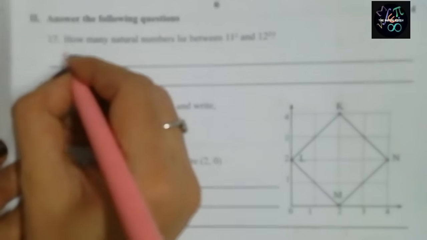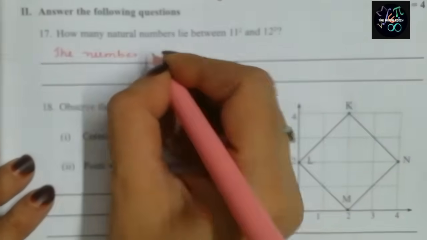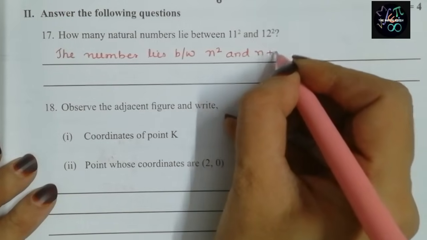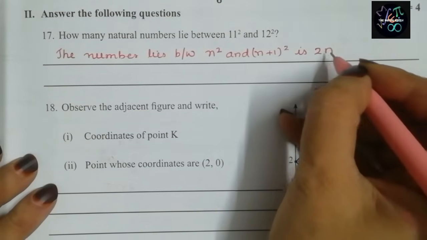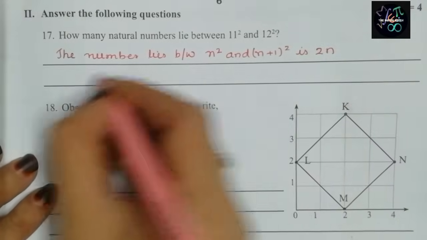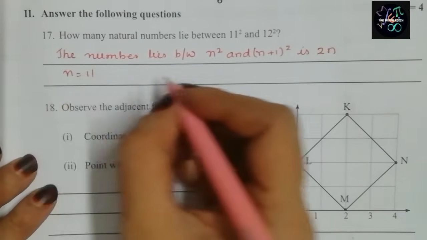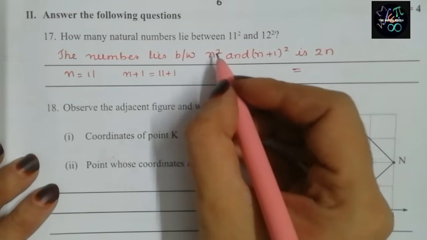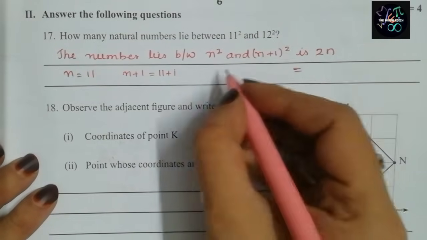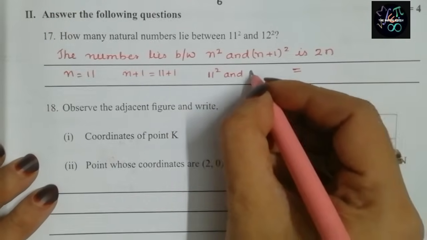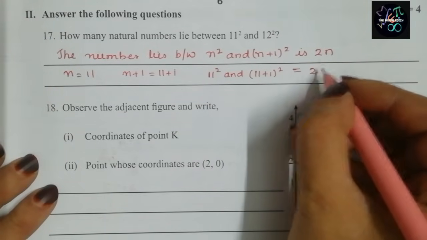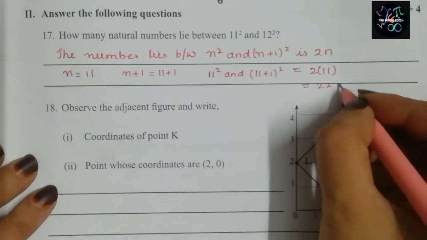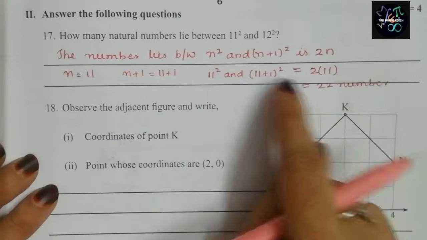So how will we solve? For the numbers that lie between, we should know the formula: between n square and (n plus 1) square there are 2n numbers. So let us take n is equal to 11. Then n plus 1 is 11 plus 1, which is 12. So n square is 11 square and (n plus 1) square is 12 square. The count is 2n, that is, n is 11, so 11 twos are 22. So there are 22 numbers between them. Any question of this type should be solved in this way.